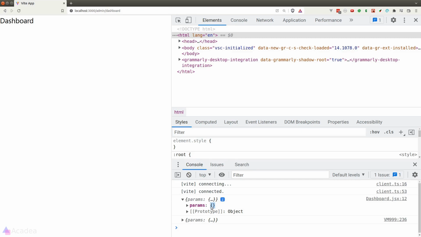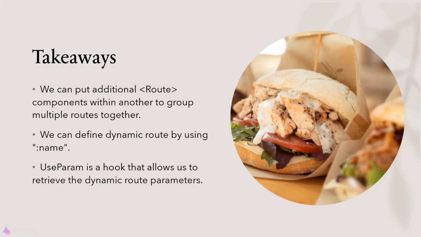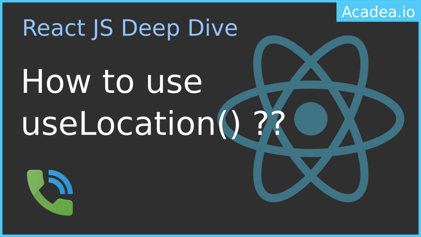Alright, that was a brief introduction to route grouping and dynamic route in React. We will continue in the next lesson. Key takeaways for this lesson: we can put additional route components within another to group multiple routes together. We define dynamic routes by using the colon syntax. useParams is a hook that allows us to retrieve the dynamic route parameters. That's it for now, and I'll see you again in the next lesson.